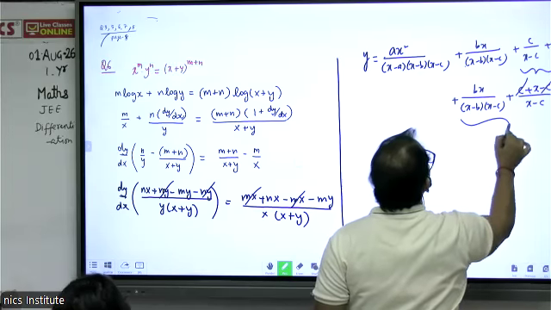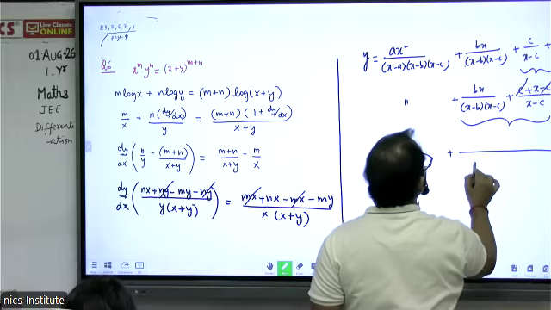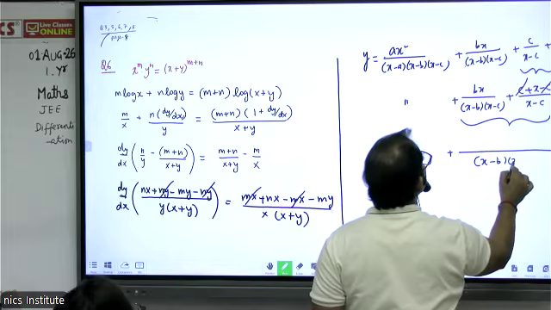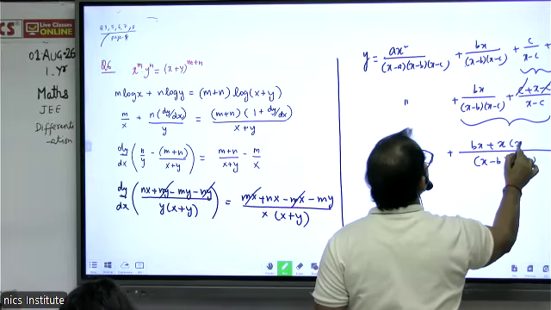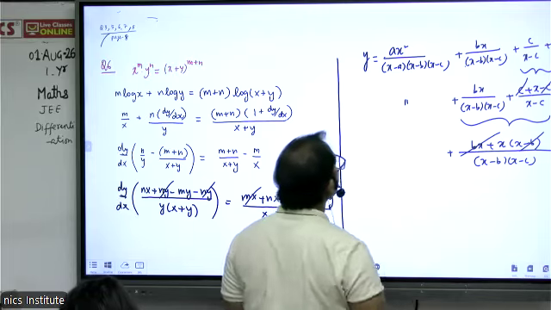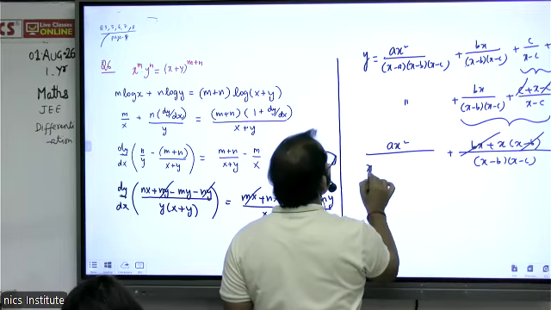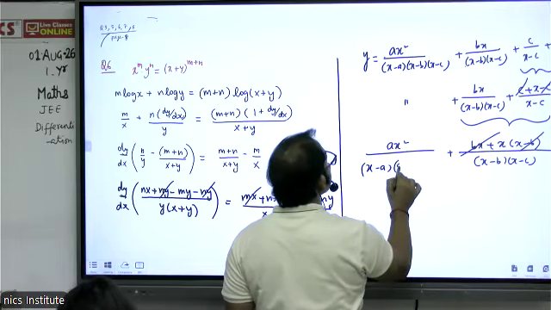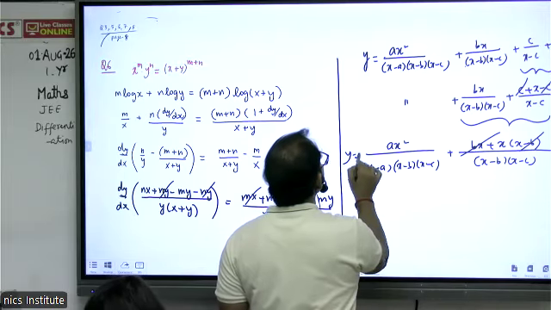Now you take LCM of this as it is. So LCM of this is x minus b, x minus c. So this would be bx, x into x minus b. So bx and bx would cut. So if you take LCM step by step, it will be very easy. Not many calculations. Now you take LCM of these two terms.